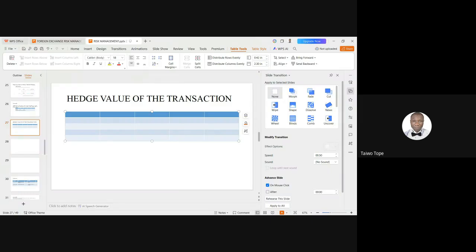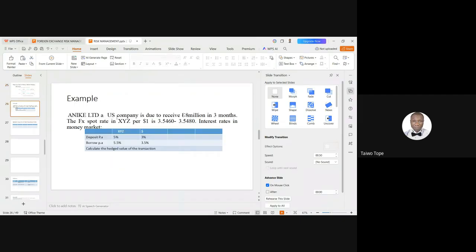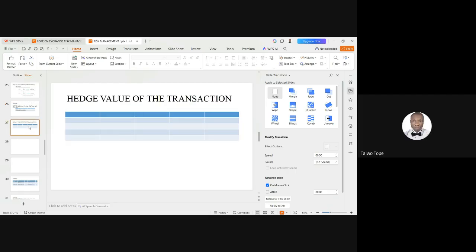Now, based on the format, you are expected to receive how much in future? How much are you expecting? 8 million. In the next how many months? In the next 3 months.